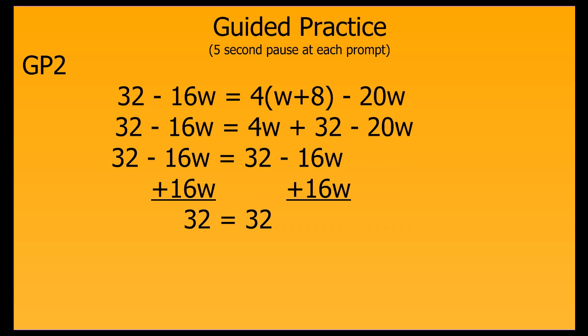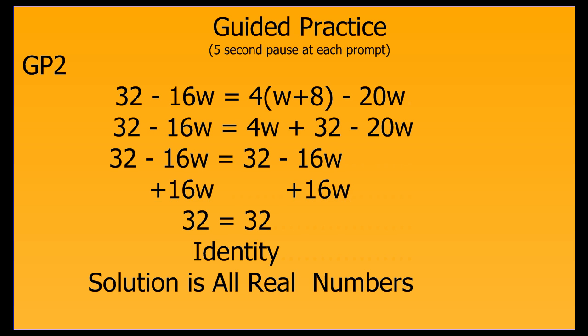Well, 32 is equal to 32 all the time, and it doesn't matter what we substitute for w, it will still work. So this is an identity. So what's our answer? The solution is all real numbers. We can substitute in any number for w and it will work.